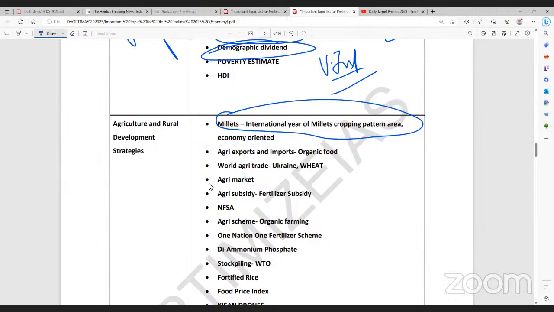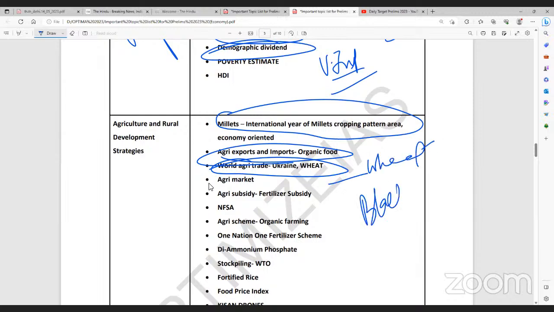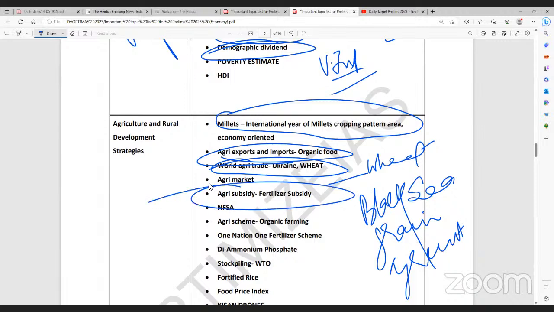Millets. Then organic exports, world agriculture trade, particularly the wheat trade, the Black Sea grain agreement, agriculture fertilizers.